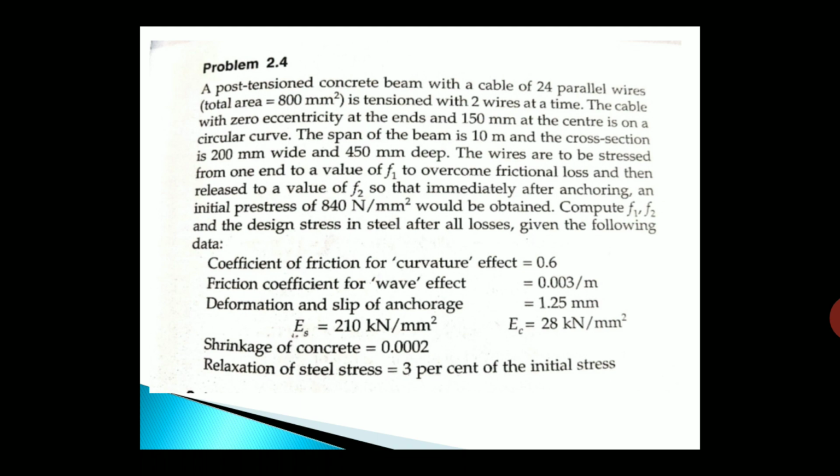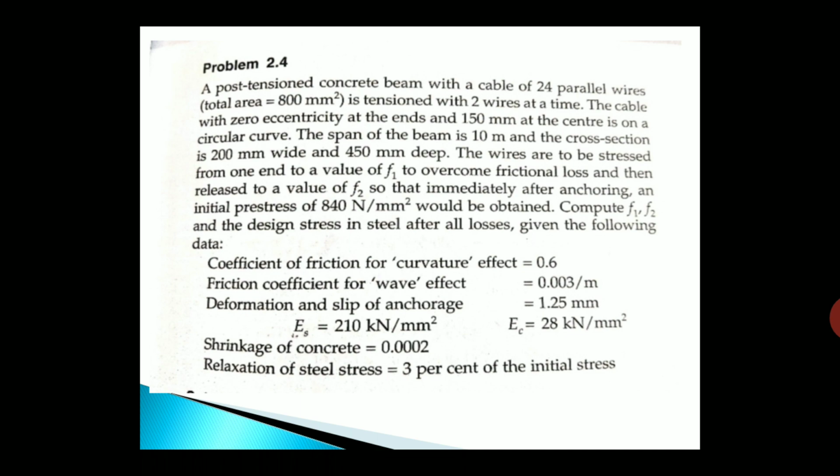So it's a tricky example. We need to understand first what is asked. In the first step, we need to find F1 and F2, and in the second step it becomes a regular example where we have the initial stress. We have to take the given data into consideration and find the losses.